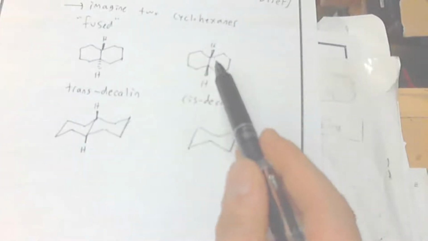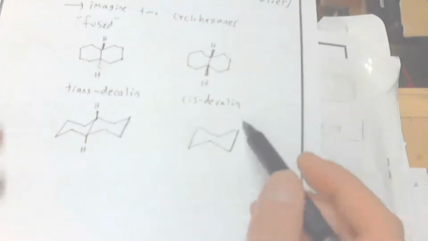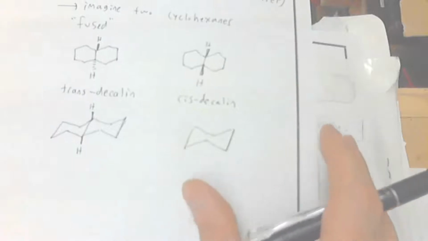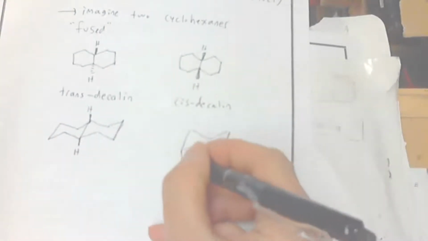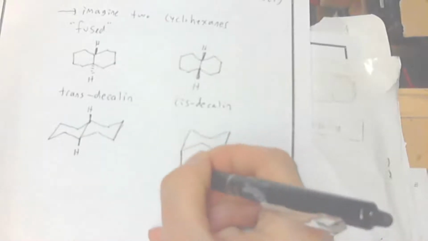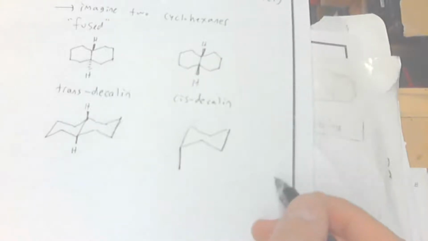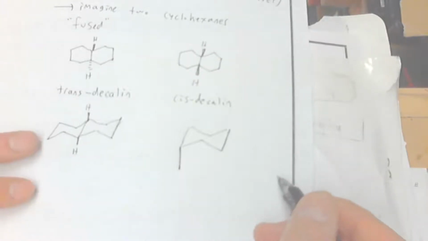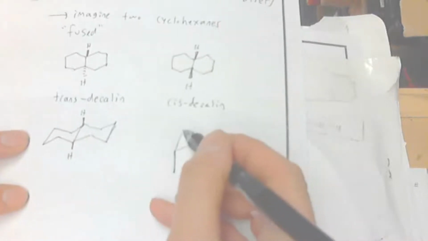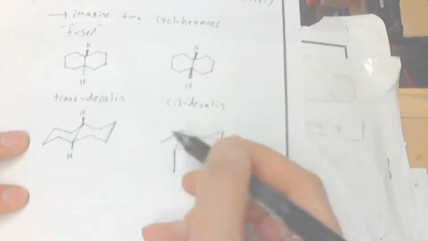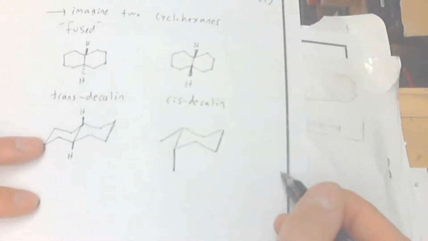Now, how do we draw this with the cis fusion? It's a little bit challenging, so don't panic. The trick is going to be to start with an axial downward thing. Okay. That's not an H, it's a carbon. Start with that. Everybody cool? Now I'm going to draw my down equatorial thing. That's also a carbon. All right. Everybody all right?